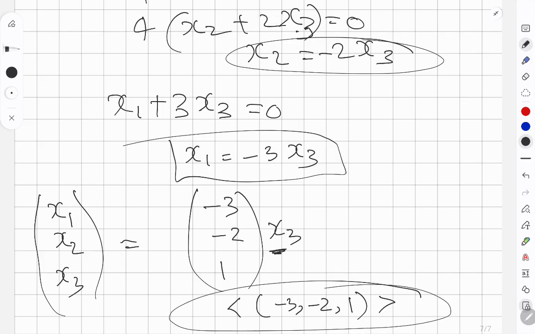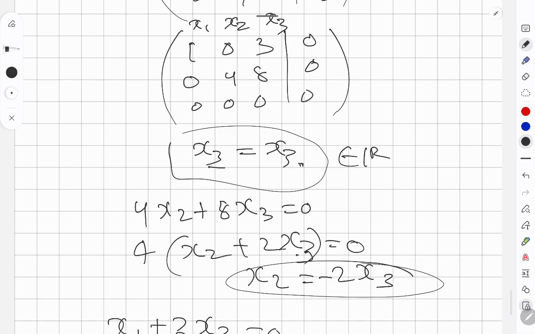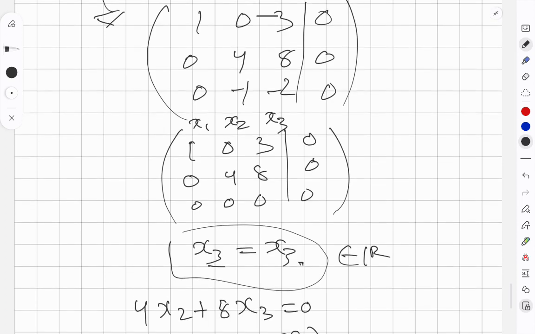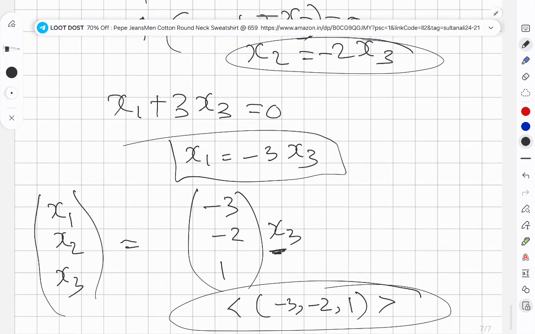It's a homogeneous equation, so there is no chance of a particular solution. There are two possibilities: either you get a unique solution, that is the trivial solution, 0, or infinitely many solutions. Whenever you have no free variables, you will get just the trivial solution, 0. If you have free variables, you get infinitely many.